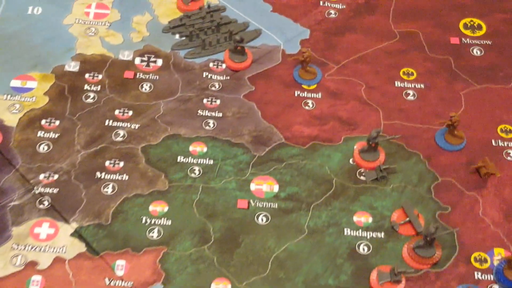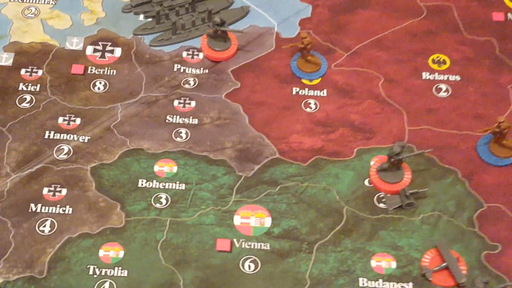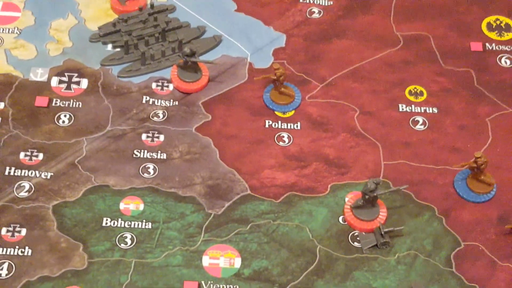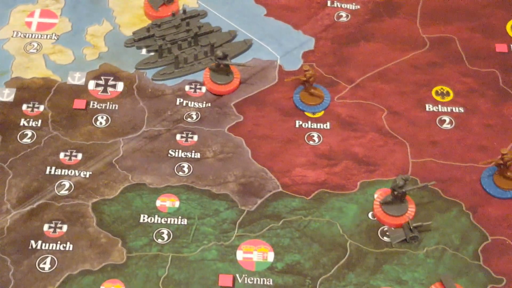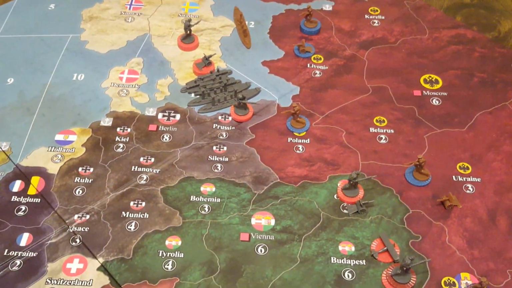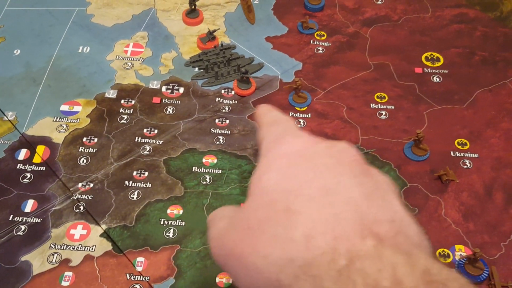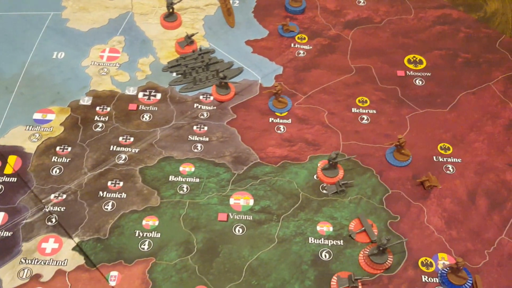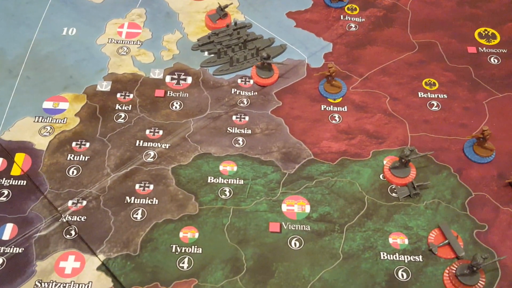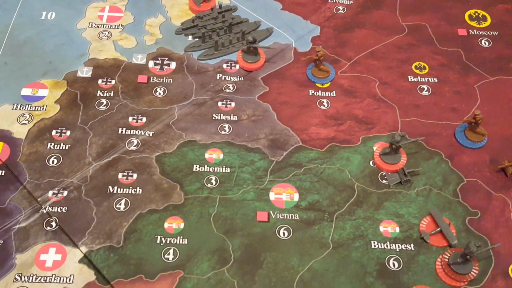So our first land combat is a simple one. We're going to go from simple to more complex. Sorry, let me zoom out just a little bit so my fingers aren't so huge. We've got some German infantry here versus some Russian infantry here. So let's say on Germany's turn, they decide they want to attack Poland.